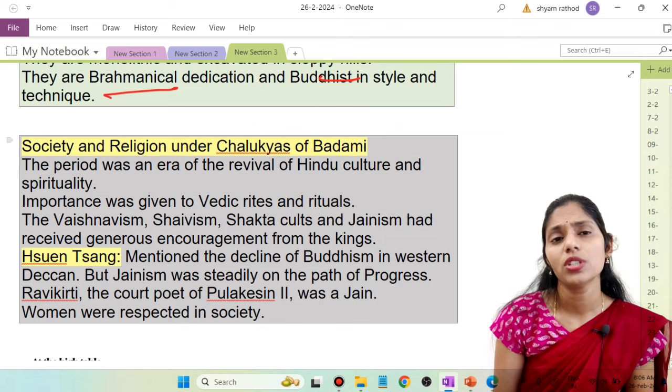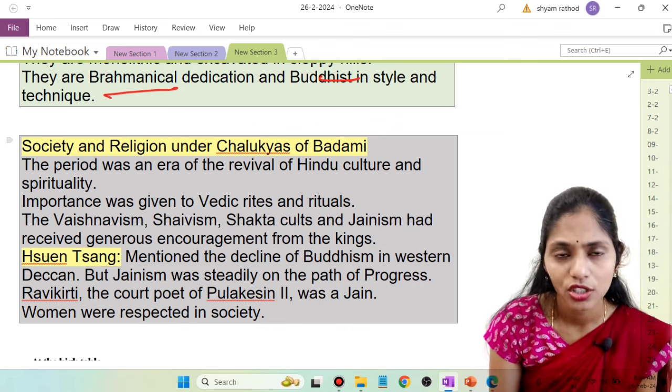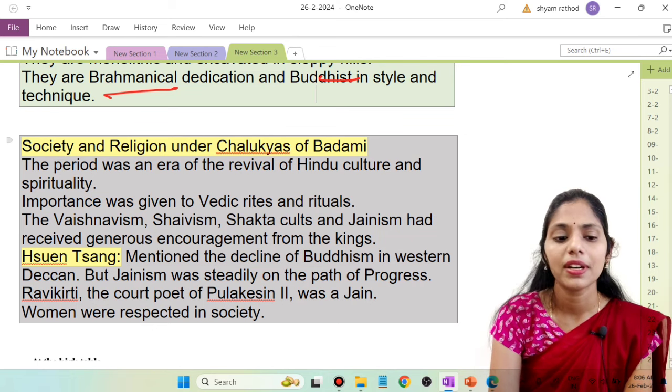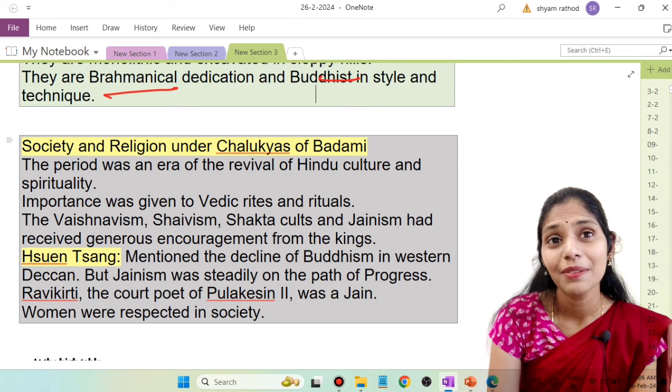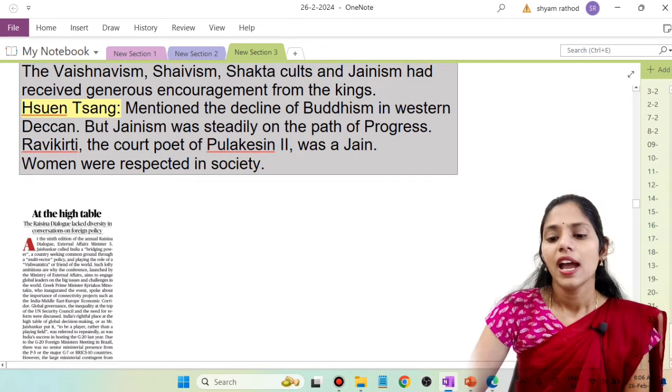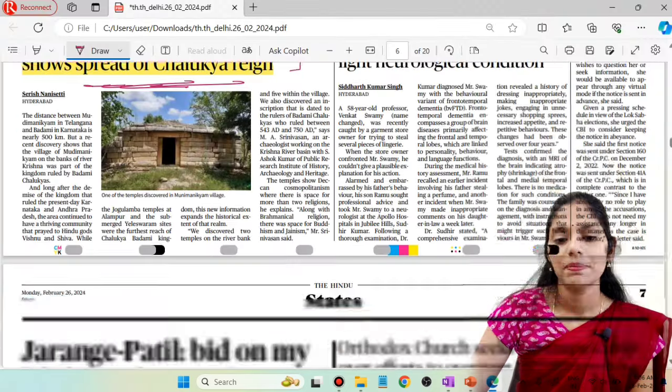Please let me know some important rulers of the Chalukyas of Badami. For example, here we have Pulakesin 1, Pulakesin 2, Kirtivarman. Please tell me other important names of the Chalukya of Badami rulers. And now let us move back to the paper.